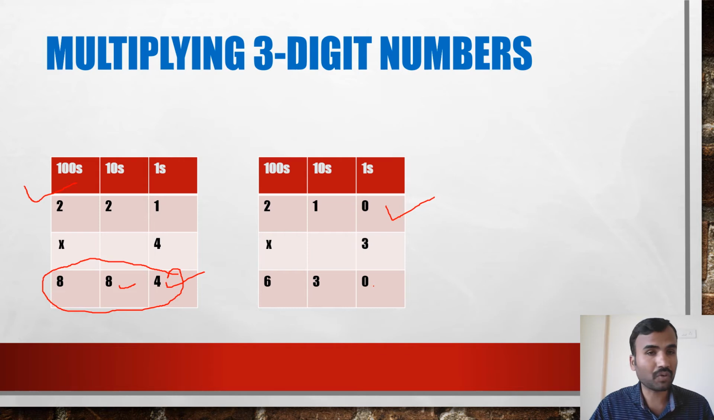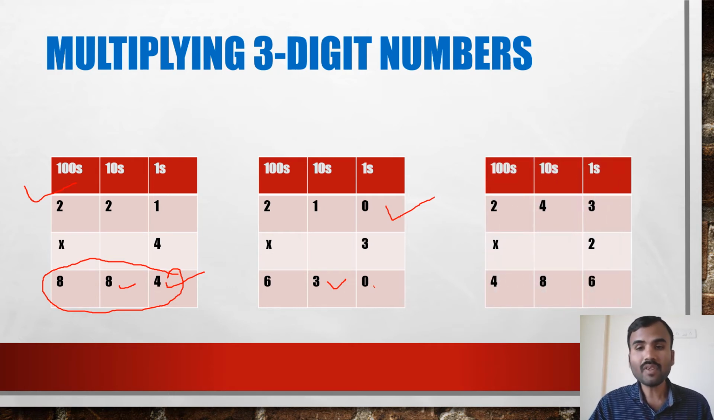Just now you understood this concept. Whatever you multiply with 0, you will get a product 0. So 3 into 0 is 0, right? 3 ones are 3 and 3 twos are 6. So the product is 630. And one more example.